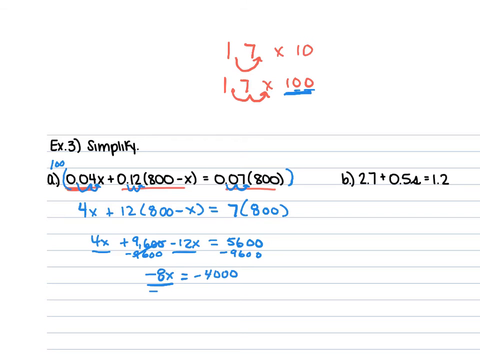Now we're going to divide by negative 8 and divide by negative 8. So we get x. Now those two negatives, they're going to become a positive for sure. A negative divided by a negative. Now if you're not sure how many times 8 goes into 4,000, do the division. Check it out, and you'll see that it goes in there 500 times. X is equal to 500.